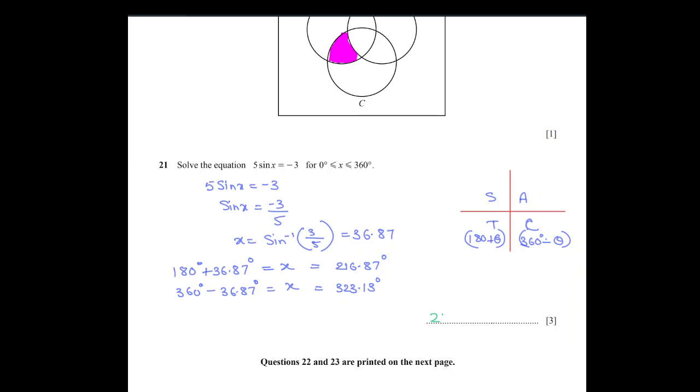So 216.87, no need to write degrees, we are finding the value of x. Then 323.13. These are the two values of x we get here.